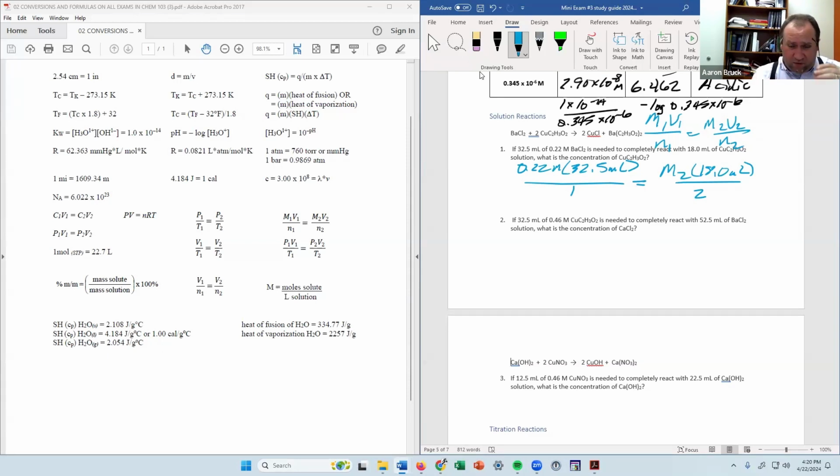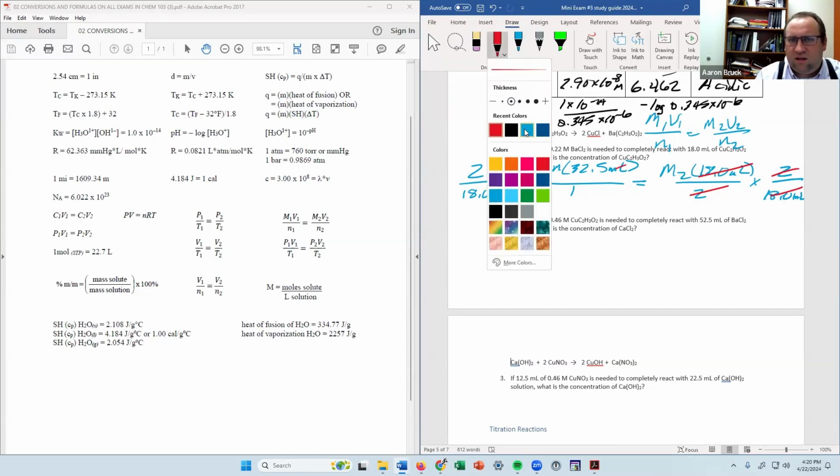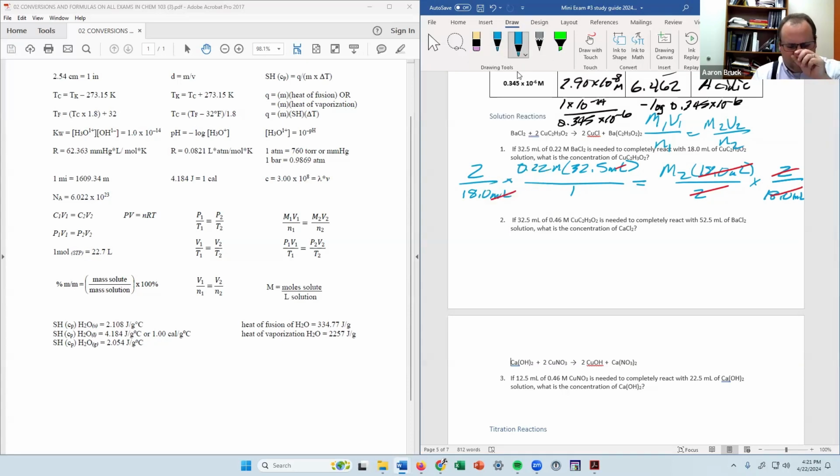So solving for M2, I'm going to need to multiply by 2 over 18 milliliters on both sides. When I do that, everything cancels on the right-hand side other than M2. Only milliliters cancel on the left-hand side. So 2 times 0.22 times 32.5 divided by 18 will give us 0.79 molar for M2. So that tells us how concentrated the copper 1 acetate was.